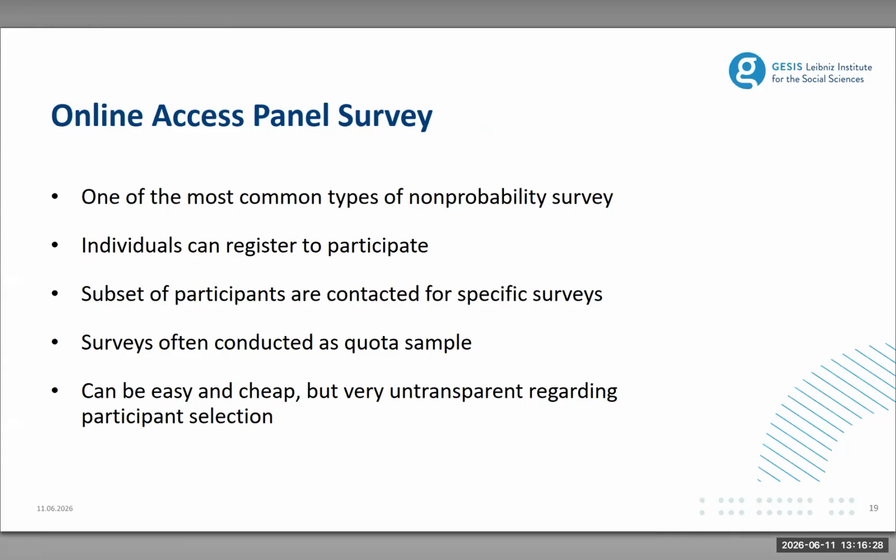And not always every participant gets this invitation, but only subsets of individuals, and then they get some bonus for that. It's often conducted as quota sampling. So from this pool of registered participants, researchers can say that they want to have 50% male and women, and so on. And these surveys can be really cheap, but it's really untransparent regarding participation. We don't really know who's in there.